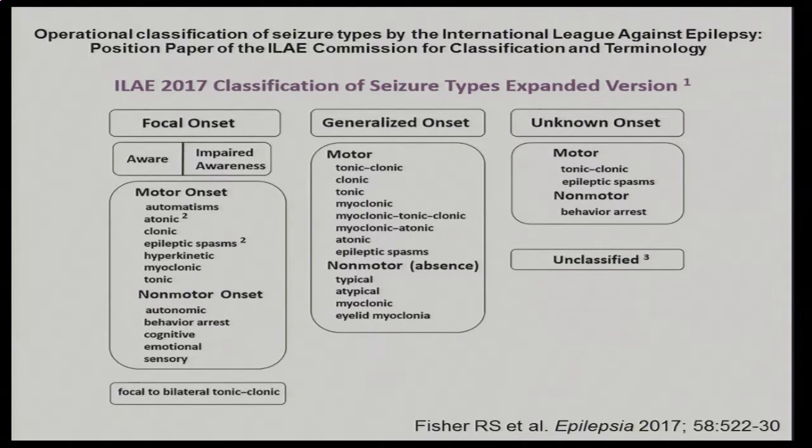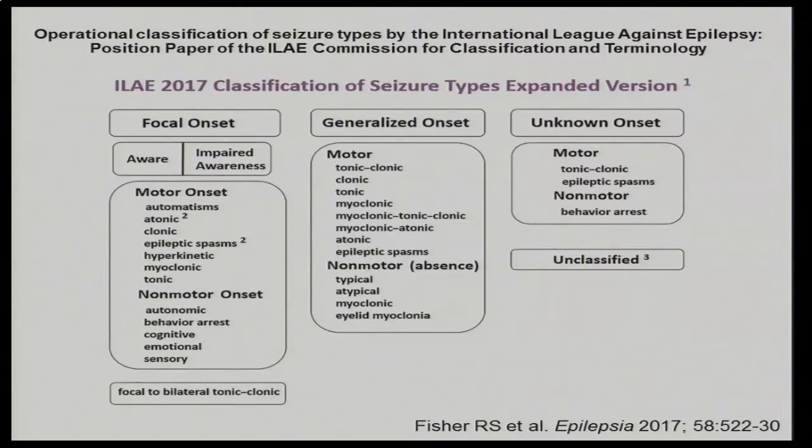Now, focal onset seizures can be broadly distinguished according to preserved awareness or not. So focal aware seizures or focal impaired awareness seizures. This can be subclassified according to motor phenomena, according to motor onset, and you see examples of those, and non-motor onset. And the seizure can evolve to a bilaterally convulsive seizure, and this is called focal to bilateral tonic-clonic seizure.